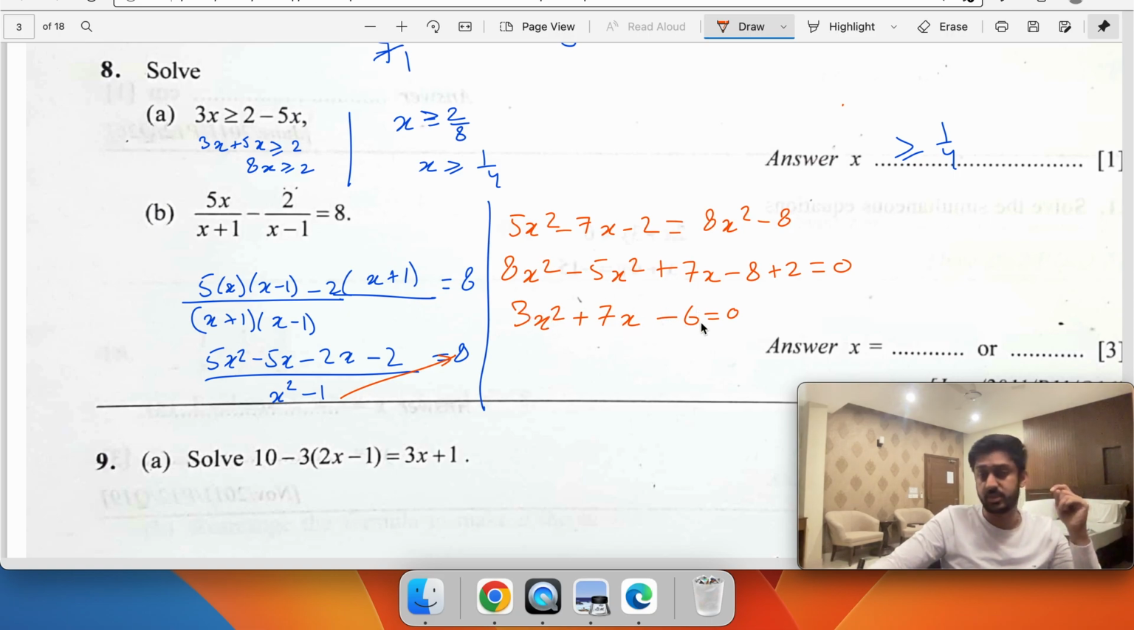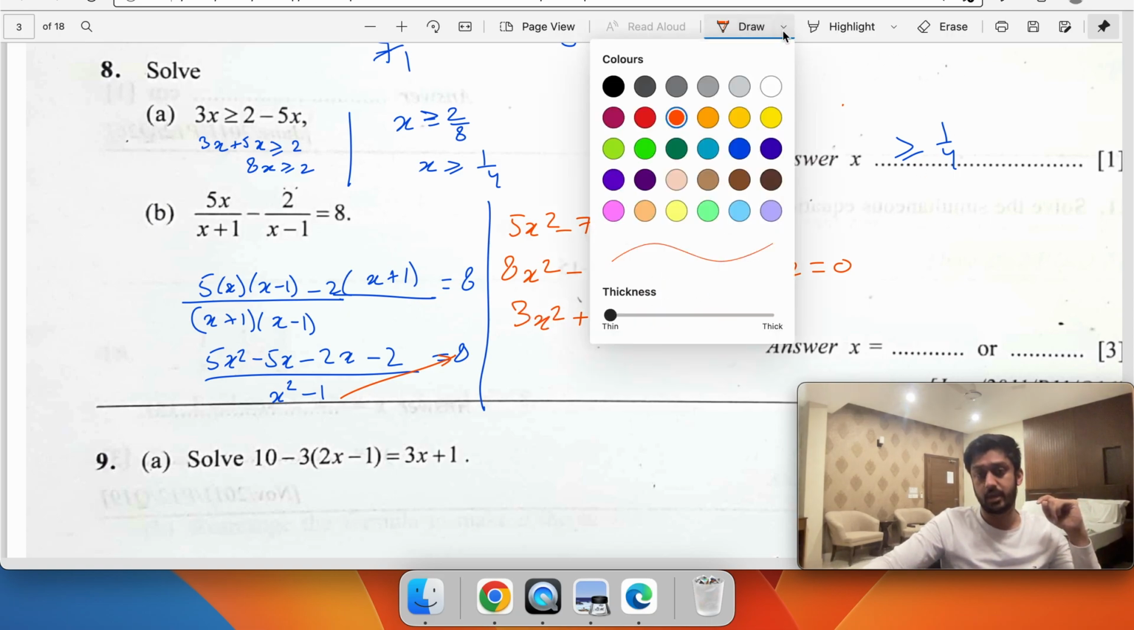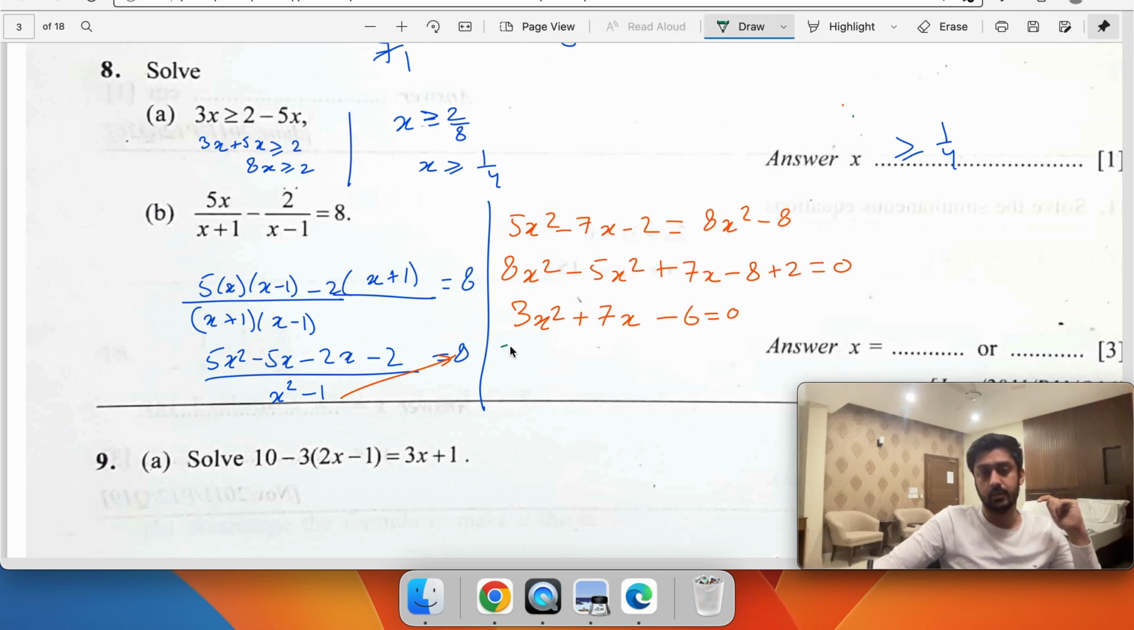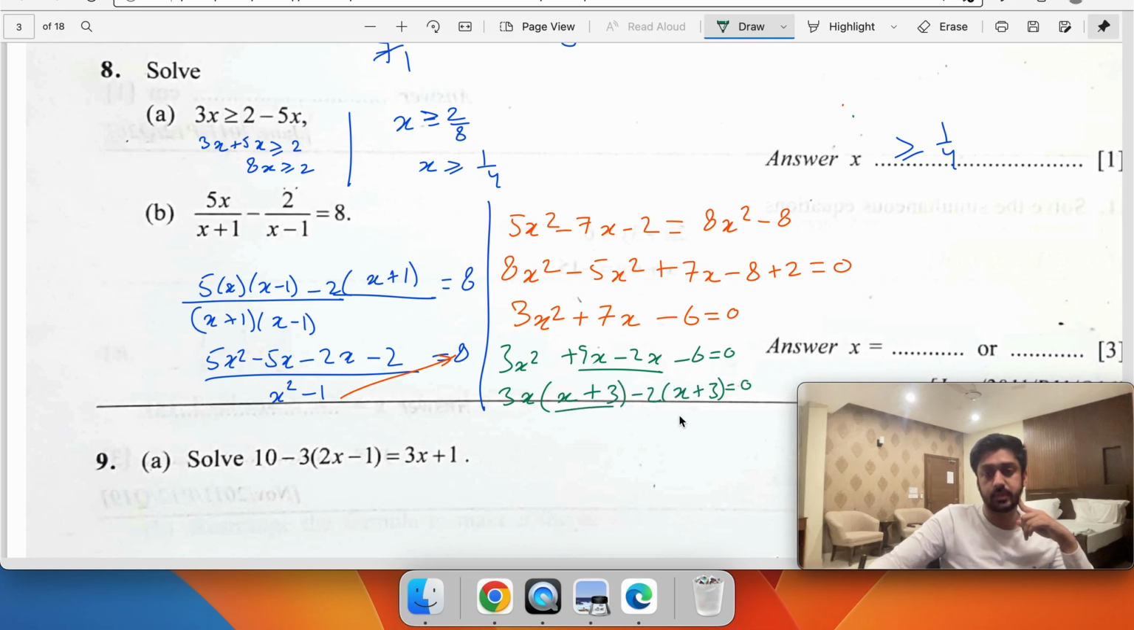So 3 sixes is 18, and 9 and 2 also make 18. So let's adjust them. x square plus 9x minus 2x minus 6 equals 0. Adding these two we get 7. Multiplying these two we get negative 18. So these are correct. x plus 3 minus 2, x plus 3, another point of satisfaction, both brackets are the same. So 3x minus 2 into x plus 3 is equal to 0.